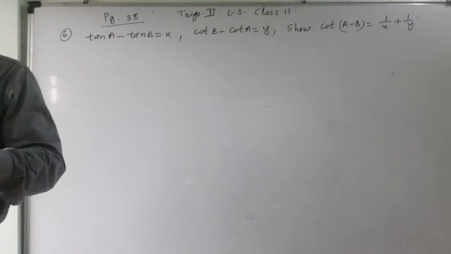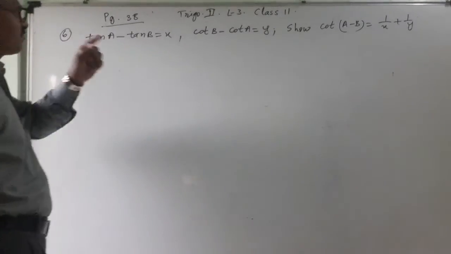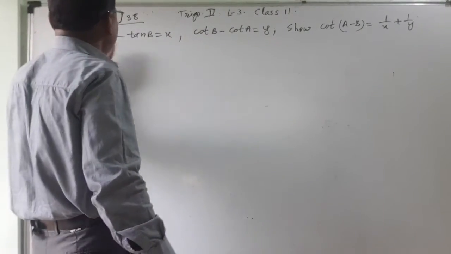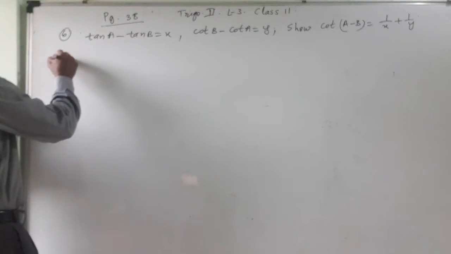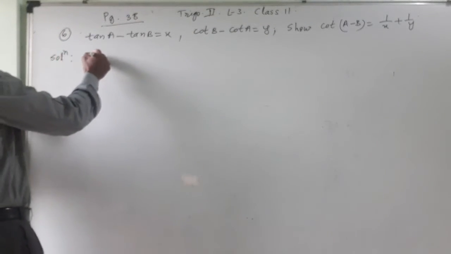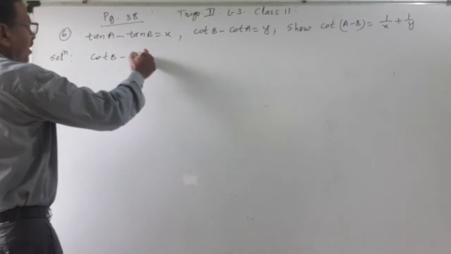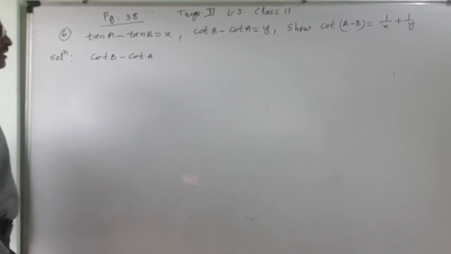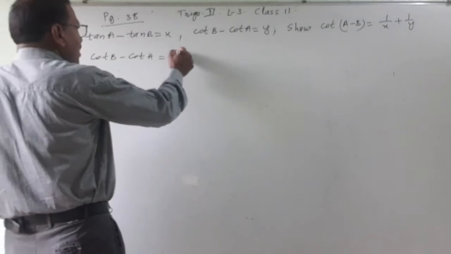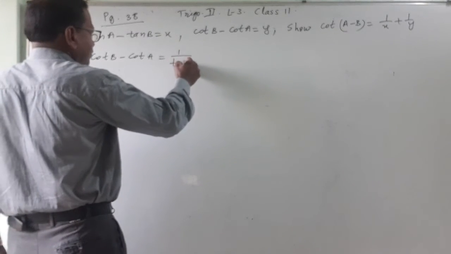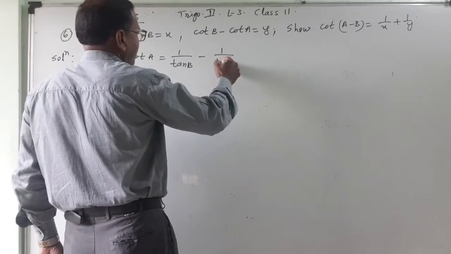So what is given, that way I will solve. From this I will start first. This is simple, I know. Then cot I will change. Solution: cot of B minus cot of A is equal to, what is the meaning of this? 1 upon tan of B minus 1 upon tan of A.